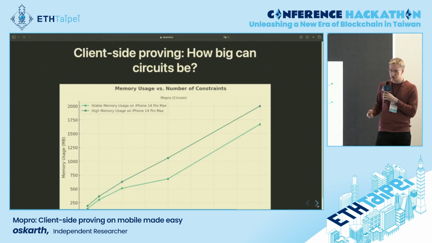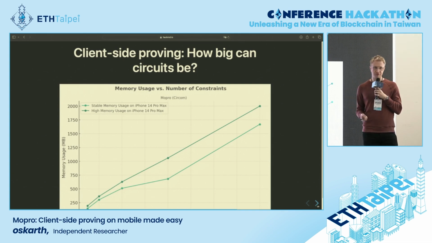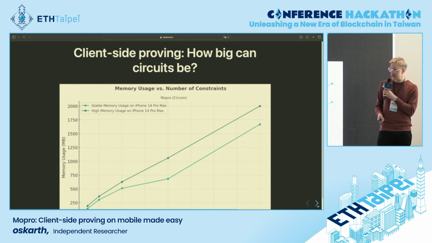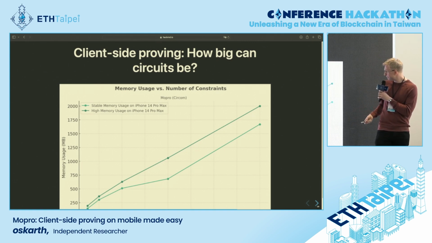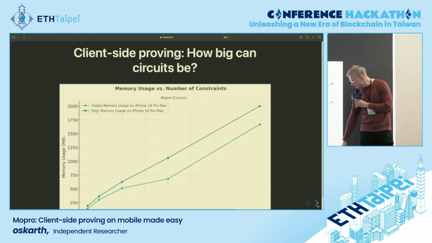So just briefly, when we looked into the limits around client-side proving, basically the biggest bottleneck by far is memory usage. That's something we would have guessed, but it's nice to have empirical proof of that. It doesn't show the whole graph here, but this is the number of constraints, and it goes up to 1.6 million constraints.